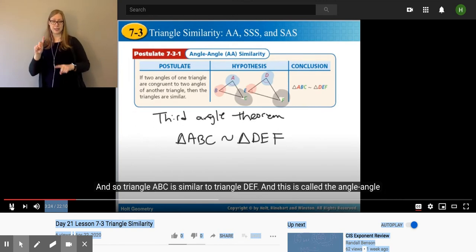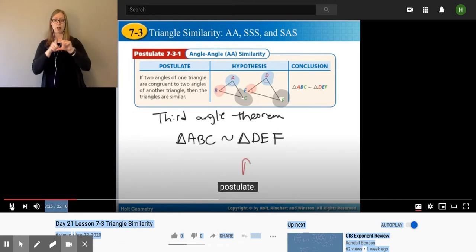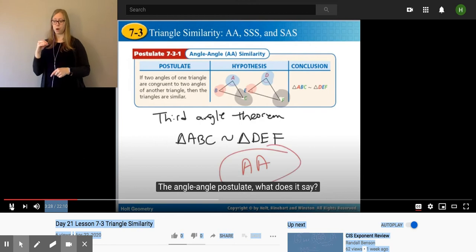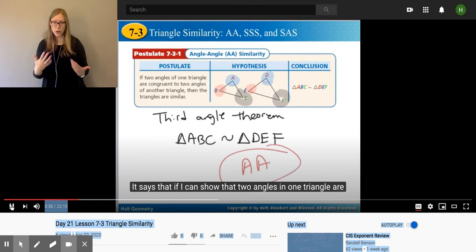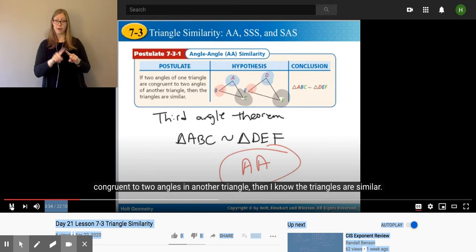And this is called the angle-angle postulate. The angle-angle postulate, what does it say? It says that if I can show that two angles in one triangle are congruent to two angles in another triangle, then I know the triangles are similar.